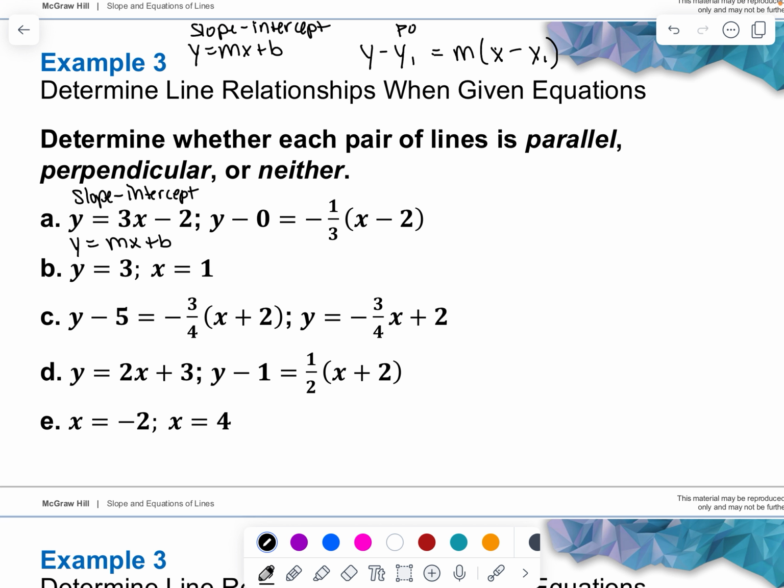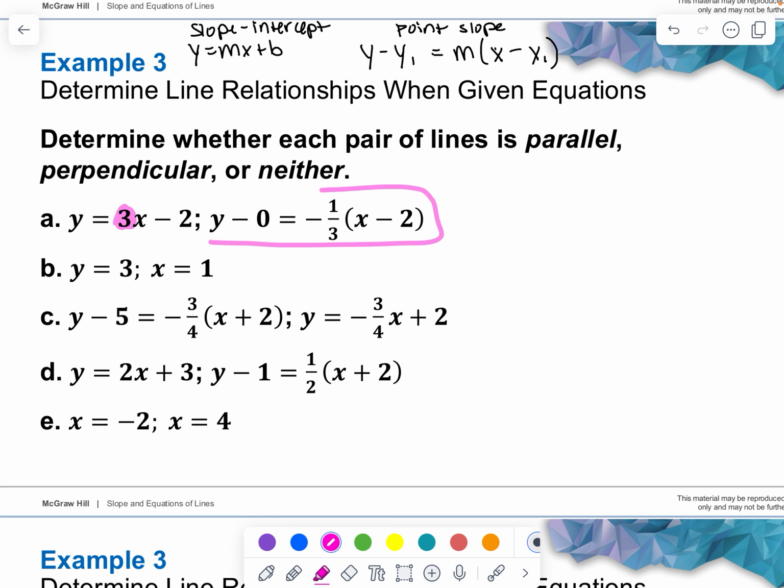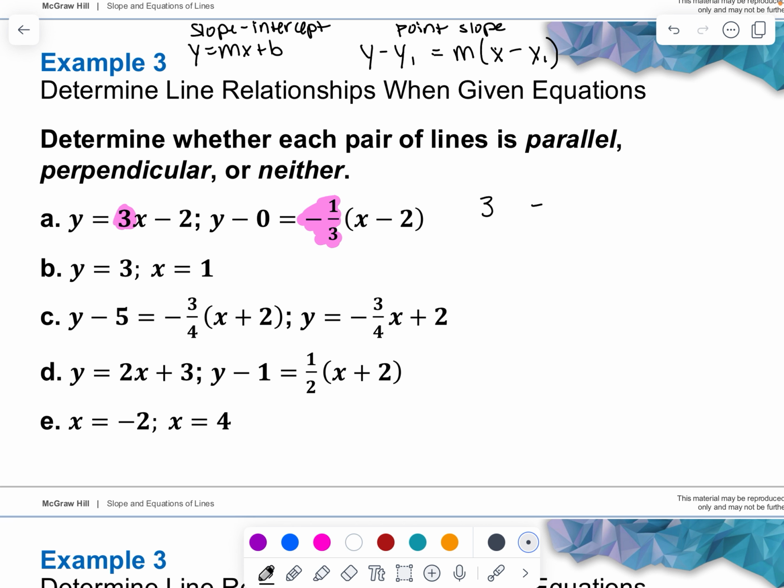And this one was point slope. Okay. So in this one, that's slope-intercept. So where's my slope? It is right here. And the second one, it's point slope, which means my slope is right here. I need a little thicker. There's my slope. So if I compare those, they are not parallel because they are not the same. Are they perpendicular? So if I look at that, 3 and negative 1/3.